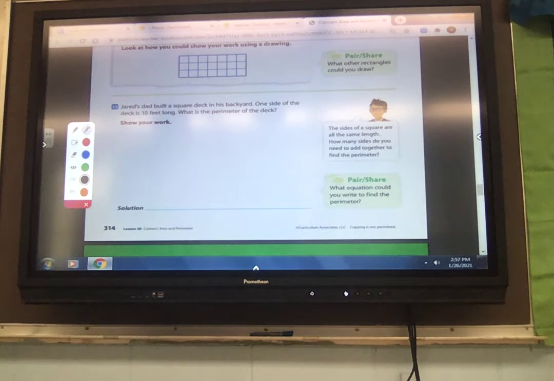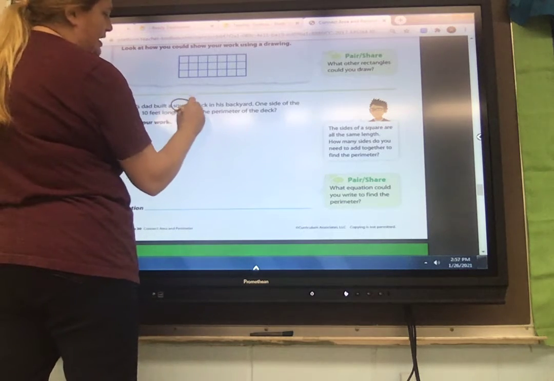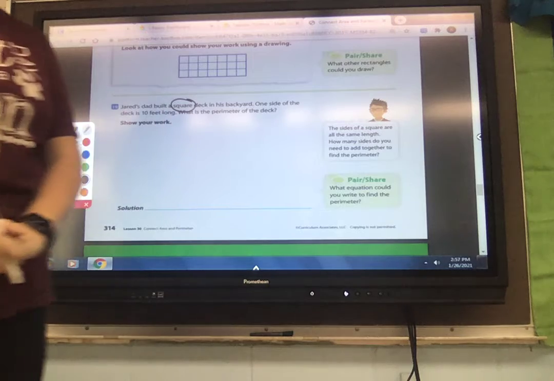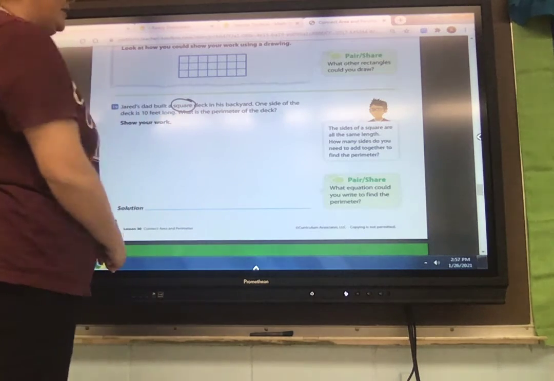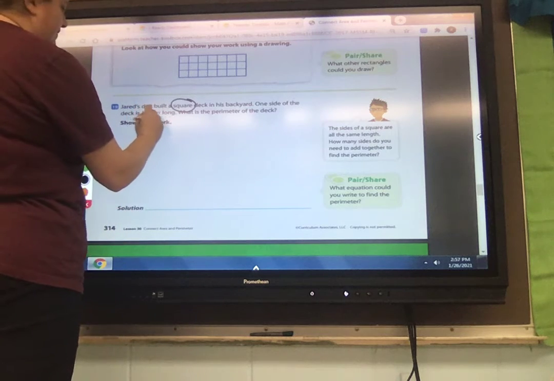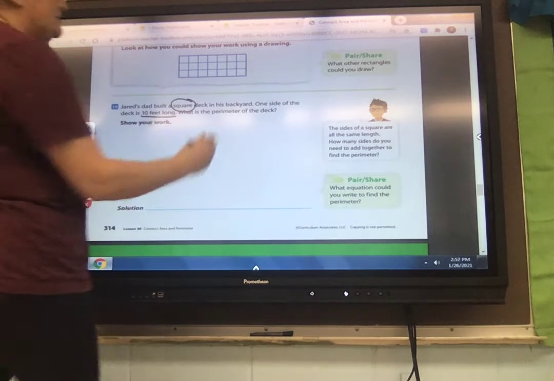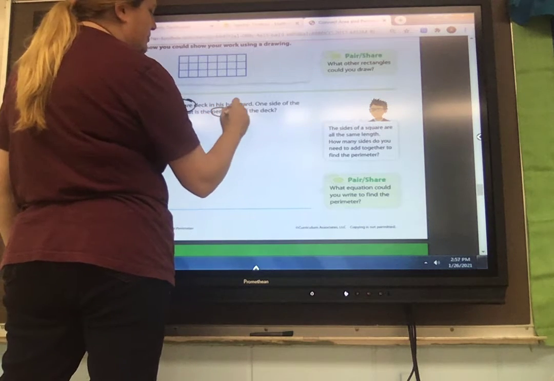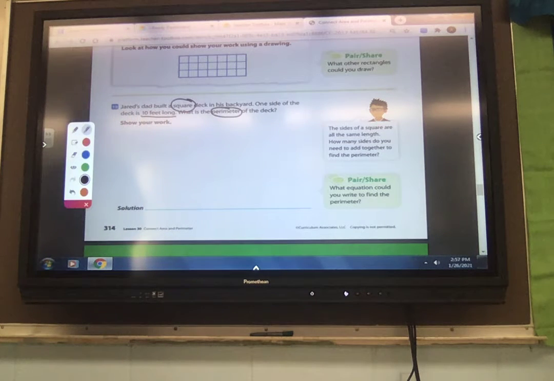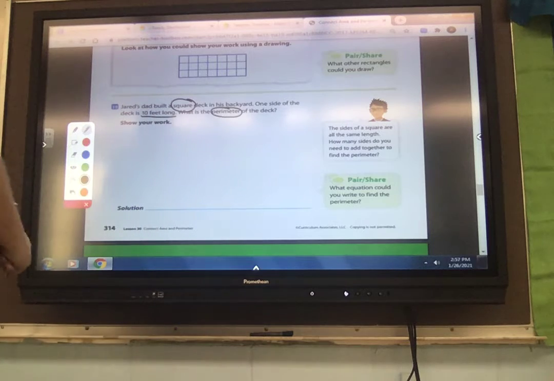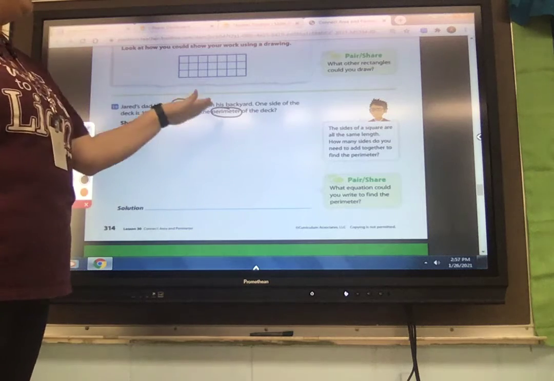So there's a few things in here I need to make note of. Jared's dad built a square. I want you to circle that word square. That's an important word because I need to know what shape I'm building. Deck in his backyard. One side of the deck is 10 feet long. Let's underline that number. We know we need a number. What is the perimeter? Let's circle the word perimeter. That's an important word. That's going to tell us what we are doing, what math we're going to need to do. So square, 10 feet long, perimeter.